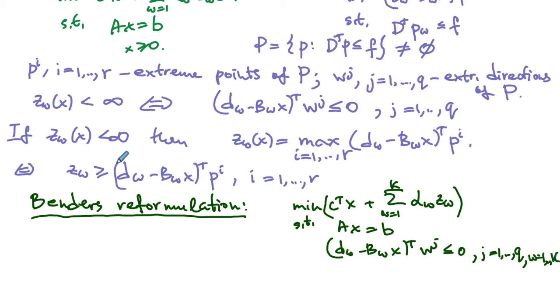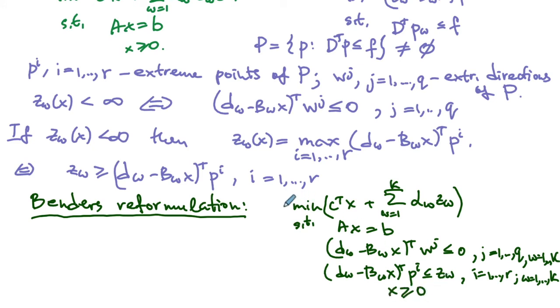And then we specify the constraint for z_omega. So we have this inequality. We will write it as follows: (d_omega minus b_omega x) transposed times pi_i is less than or equal to z_omega for i between 1 and r, and for omega between 1 and k. And finally we have the non-negativity of x. This is our Benders reformulation. And solving this reformulation is equivalent to solving the original LP.